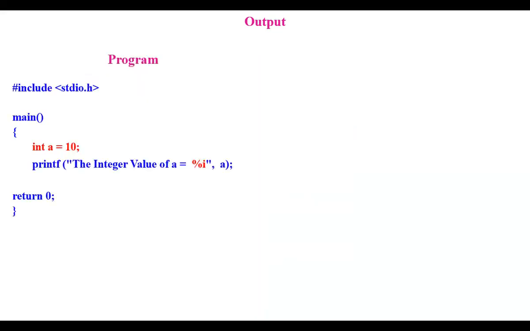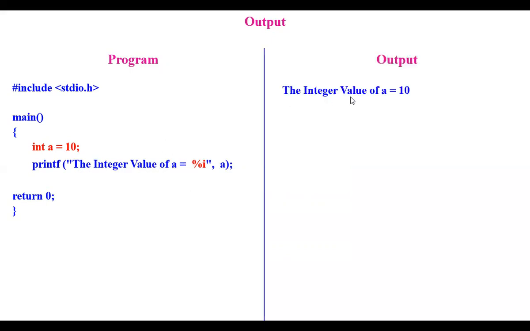Suppose I take a simple program. Here I am writing a simple program, and an integer A is declared and the value 10 is assigned to it. So the integer value of A should be displayed here as I am writing A here. The value of A should come here. Because it is an integer, %i is used. Let us see the output. The output is: the integer value of A is equal to 10. Great, we got the integer value.